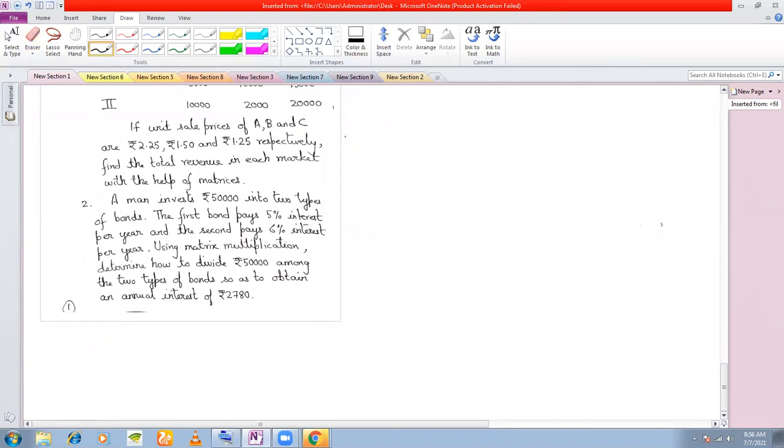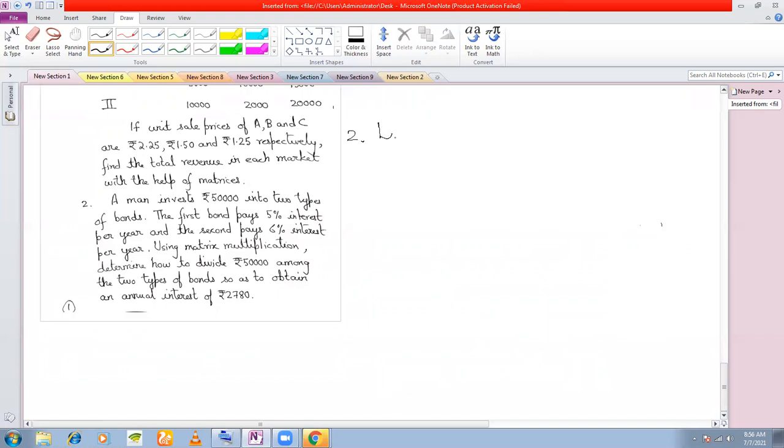Look at the next one. A man invests 50,000 into two types of bonds. The first bond pays 5% interest per year. The second bond pays 6% interest per year. Using matrix multiplication, determine how to divide 50,000 among two types of bonds so as to obtain an annual interest of 2,780. Okay. So first of all, he invests 50,000 in both types of bonds.